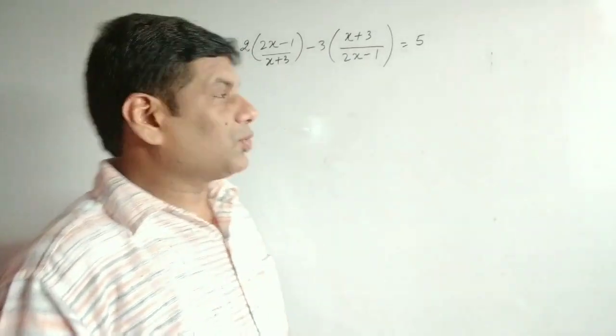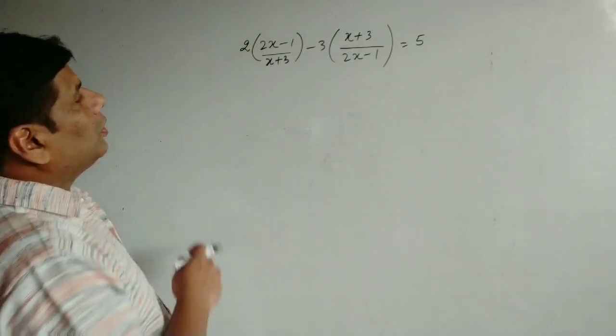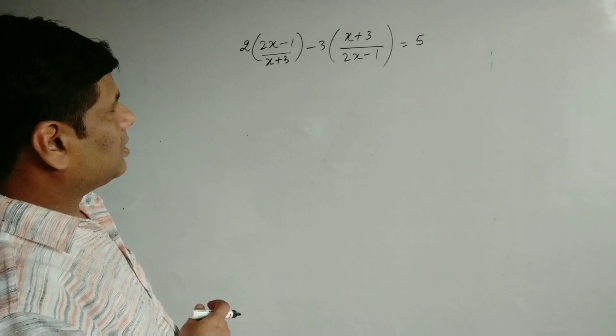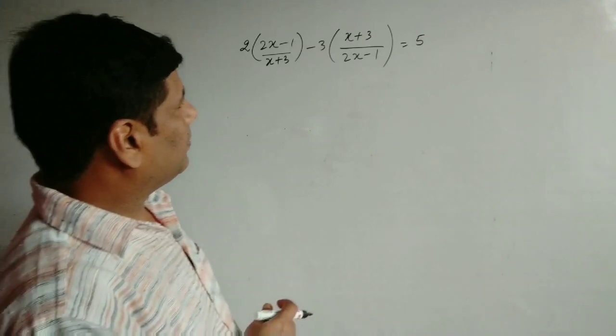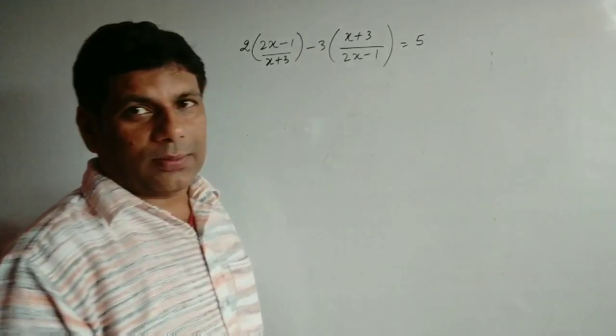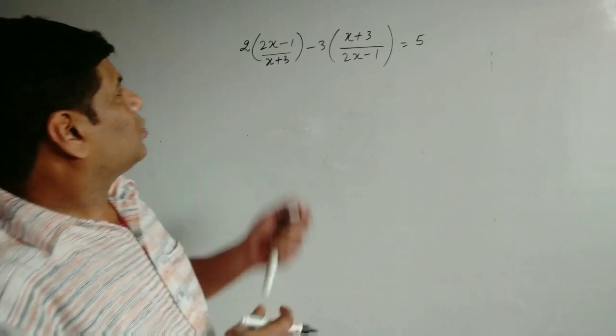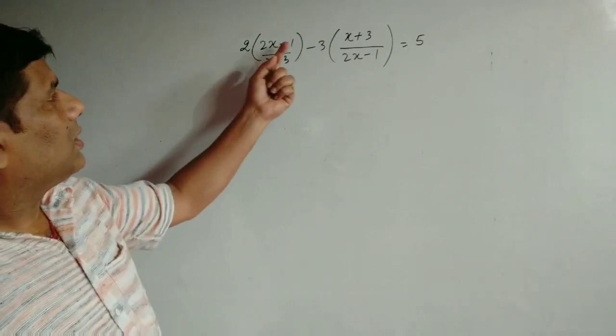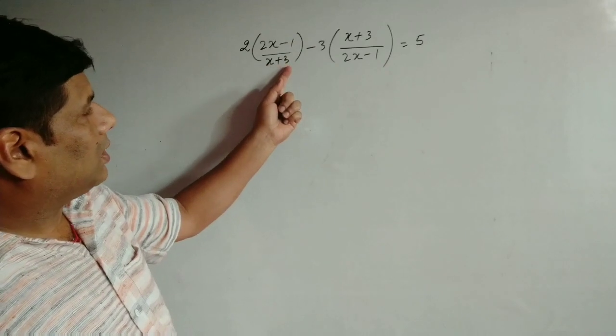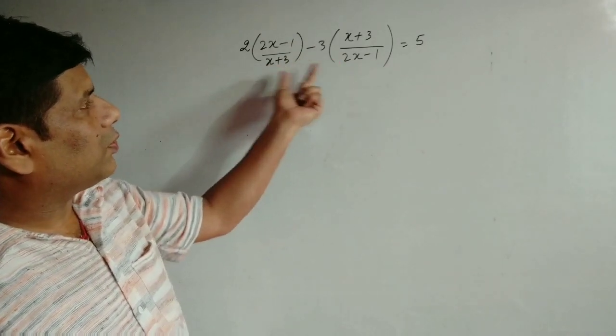We have our next question. 2 into (2x minus 1) by (x plus 3) minus 3 (x plus 3) by (2x minus 1) equals 5. See, in this question we have (2x minus 1) by (x plus 3), and this term is just the reciprocal of this.